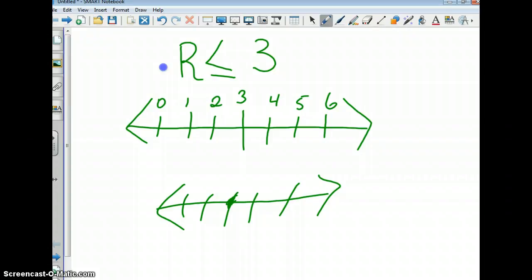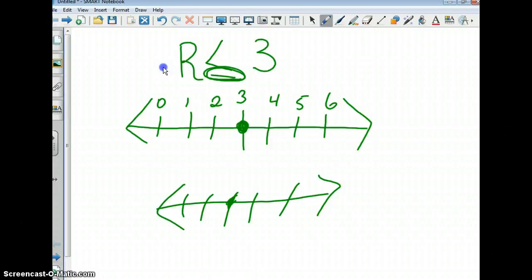Okay? I'm going to look at my sign. It's a less than or equal to sign, so am I going to have a dot or a circle? A dot. When I have this partial equal sign down here under my greater than or less than symbol, I'm going to put a dot. Okay? So I'm going to put my dot on my 3, and that dot is telling me it does include 3. 3 can be one of my solutions.